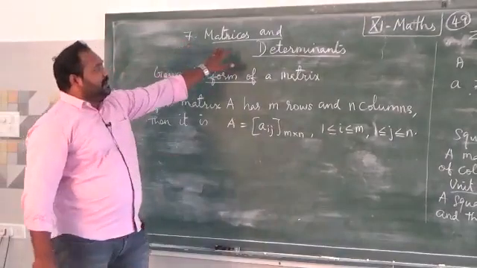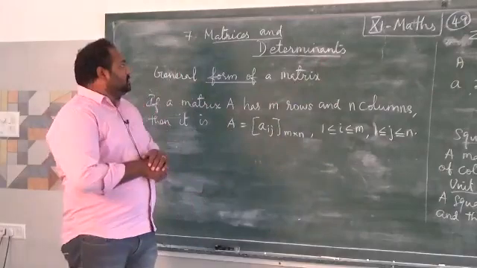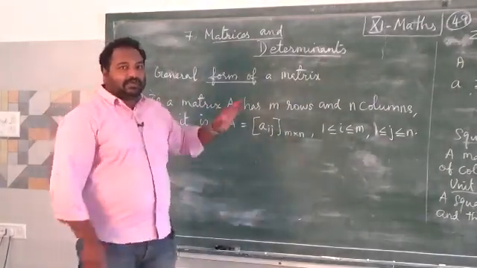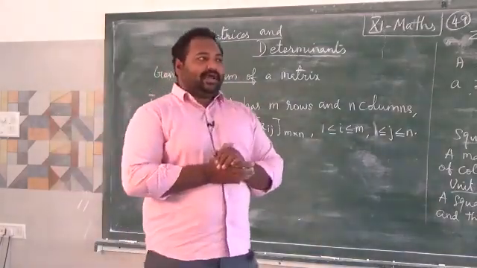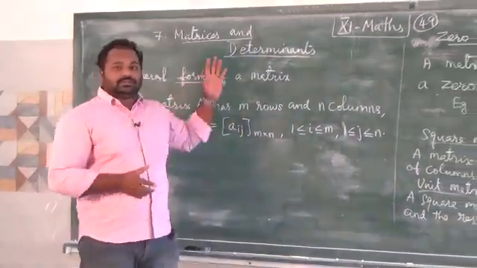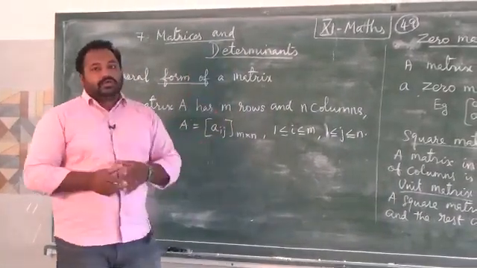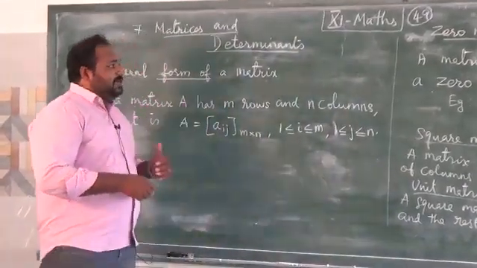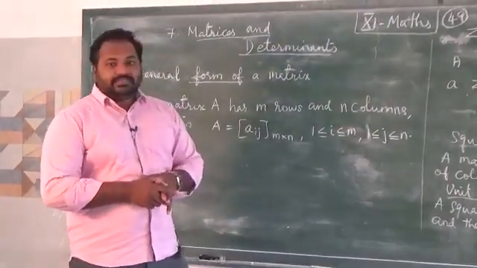Chapter number 7, matrices and determinants, from the second volume. This is a very important and easy chapter for you to learn. As soon as you hear the word matrices, you have already learned this chapter before. We have learned the basics in previous classes. Once again, I will just recall some basics, and directly we will go to the basic problems.